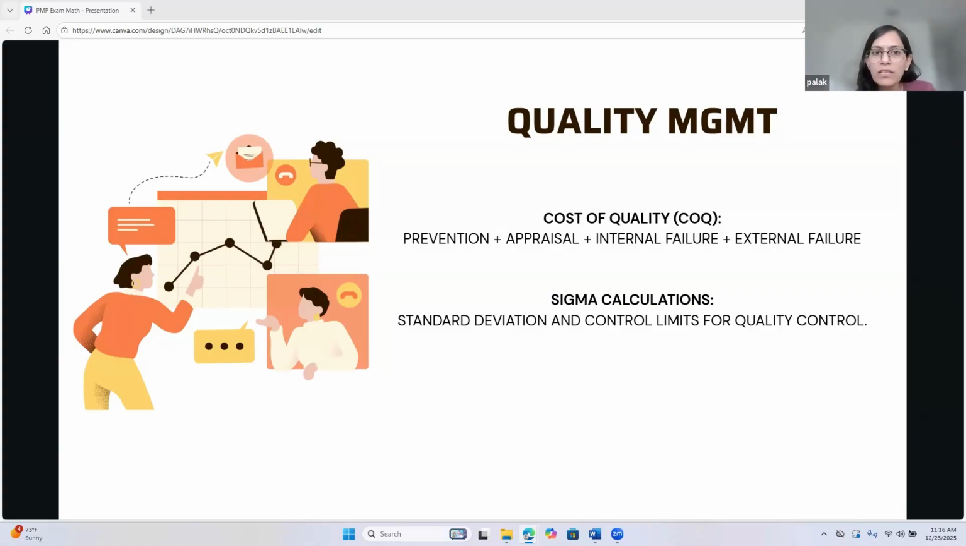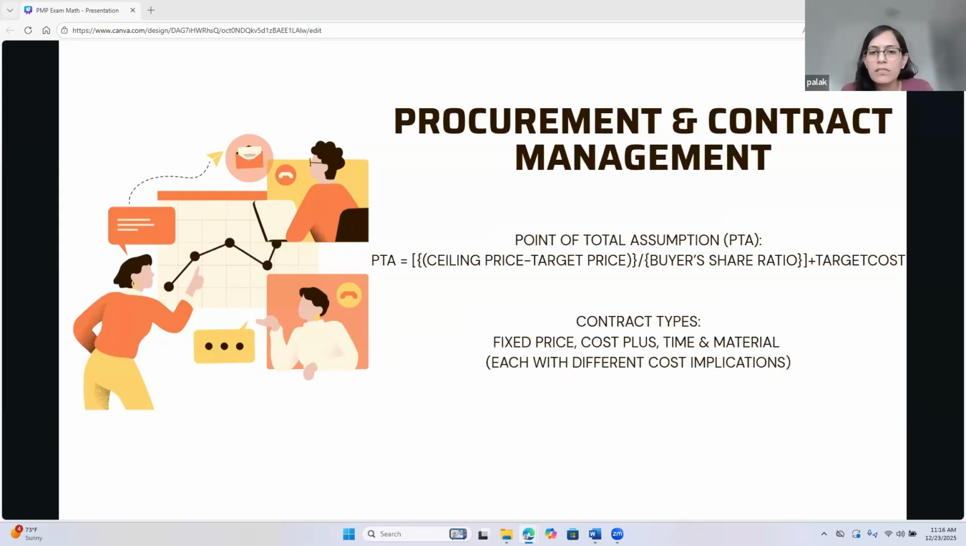And the next one is sigma calculations. So a sigma tells us how much variation exists in a process. Okay, so quality control is about understanding whether variation is normal or a sign of a problem. So standard deviation and control limits are for quality control. All right, I think we are not going too much into detail here. So if there are any other questions, we can discuss, or we can move on to the next slide, which is about procurement and control management, contract management.